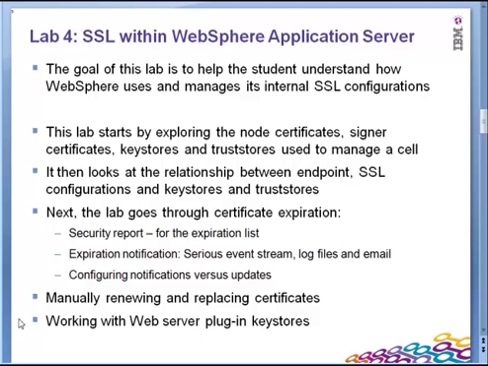One of the things that you need to do is manage the certificates and when they expire. So we go through the security report to list all the expiration dates. We look at the expiration notification process, how to configure it to report things, and how to look at when things are being expired. Next, we look at renewing and replacing certificates manually. Finally, we look at how the web server plugin uses its key stores and how those get propagated.